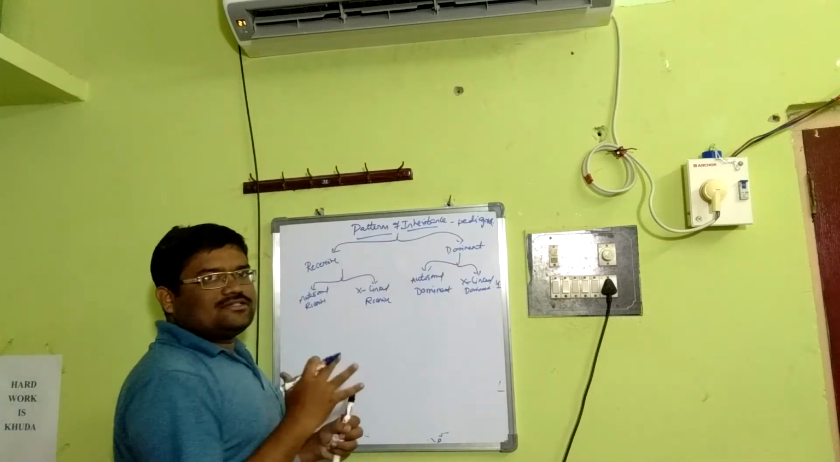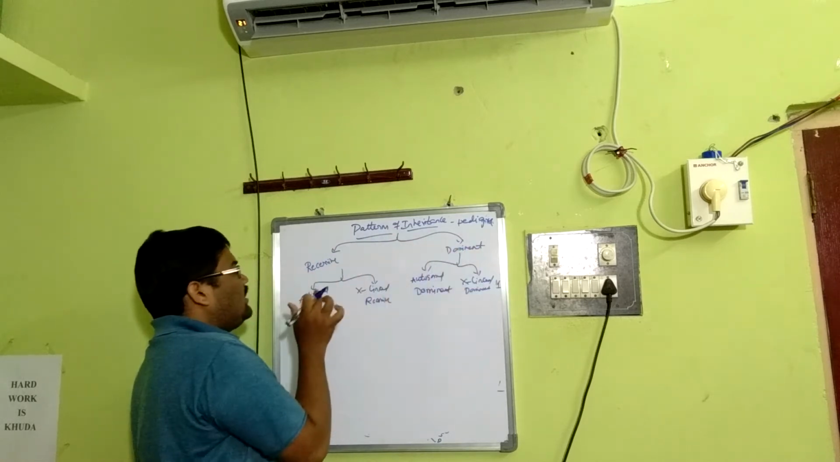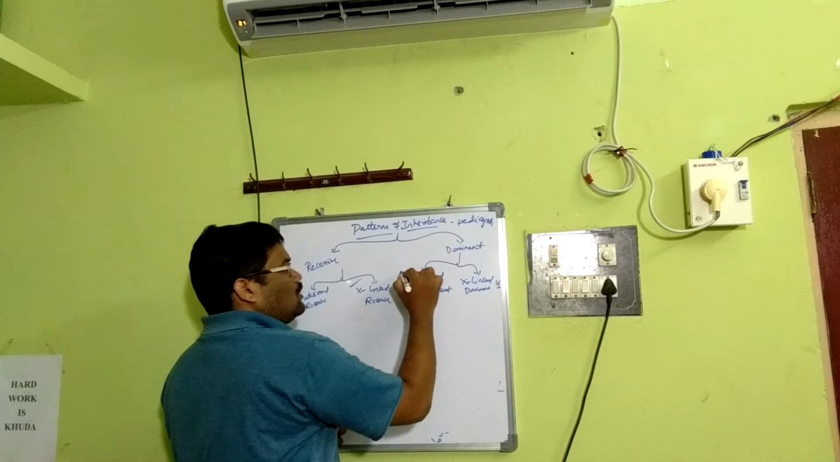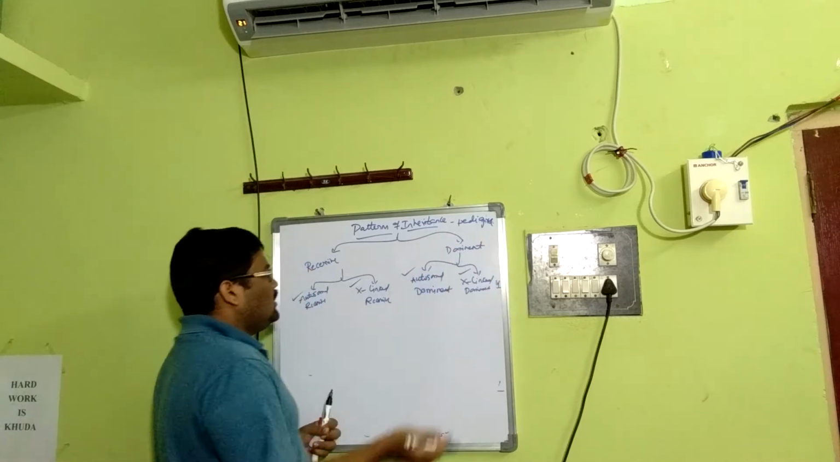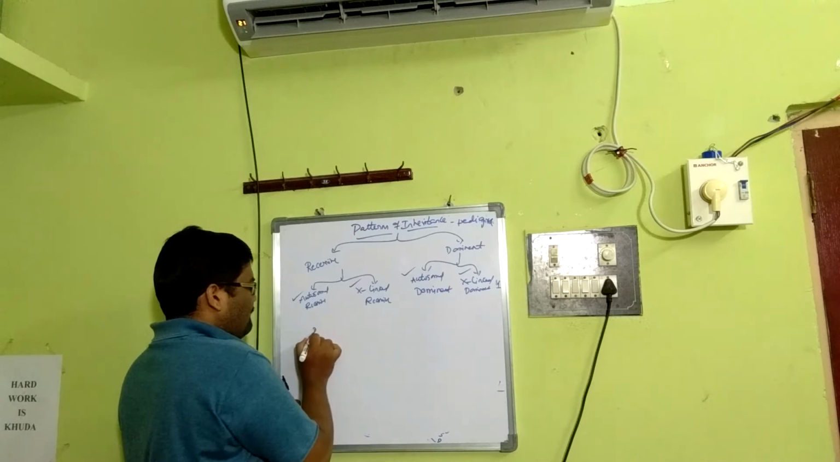These are different, important patterns, okay? One recessive pattern and dominant pattern. In recessive again autosomal recessive and X-linked recessive. In dominant again autosomal dominant and X-linked dominant. First we will study them one by one, okay? First recessive.